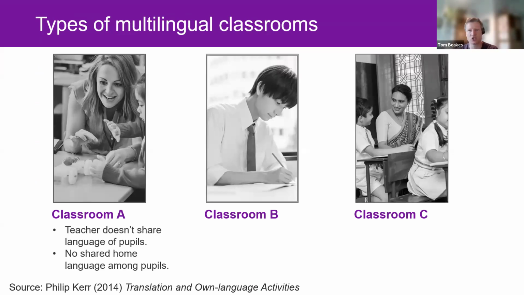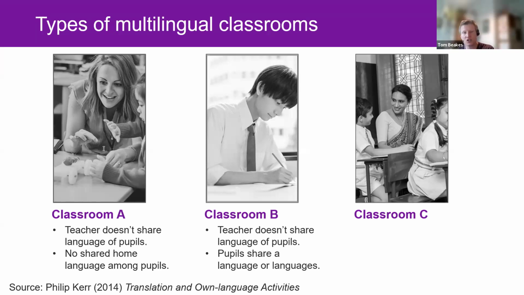According to this categorization, then we've got three types. Classroom A is where the teacher doesn't share the language of the pupils or doesn't share a single language with all of the students. And also, there is no shared single language between all of the pupils, although there may be small pockets who share a language. This is pretty common in, I think, a lot of international schools where there's a really multilingual cohort, especially in those very international locations, places like Switzerland or Dubai, where there's often a lot of different nationalities. It's also what we see in a lot of multilingual classrooms in national systems like in the UK and the United States or Australia.